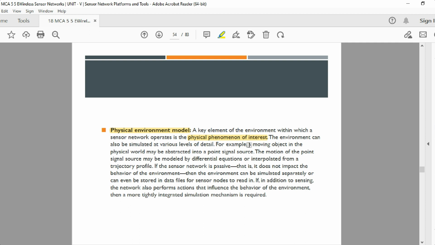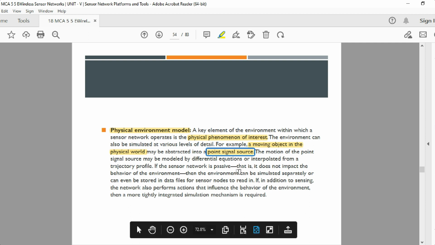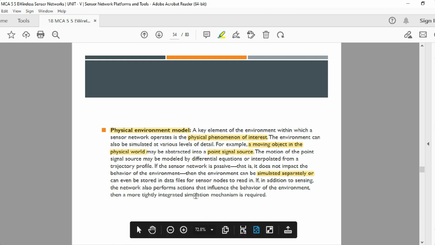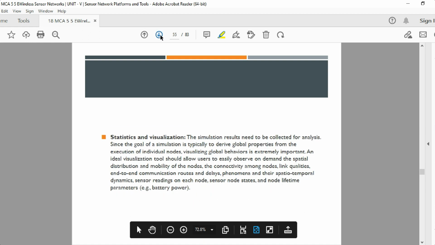For example, if I take a moving object in the physical world, that has to be abstracted into a point signal source. That is, if the sensor network is passive, it does not impact the behavior of the environment. Therefore, such an environment can be simulated separately, or we can even store that data for future use. In addition to the sensing operations, there will be a thorough study of the environment, so that is going to be integrated with the simulation mechanism.